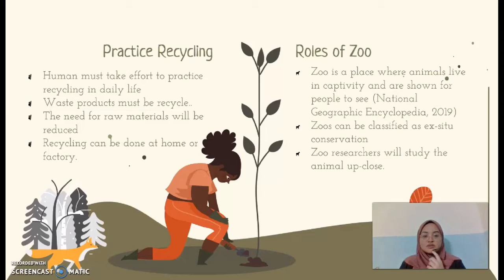Basically, the word zoo is short for zoological park. Zoos have a very important role because they can keep and preserve endangered animals to prevent them from becoming extinct in the future, which can be classified as ex situ conservation. Ex situ conservation includes activities such as genetic management and captive breeding of endangered species, education and also research.